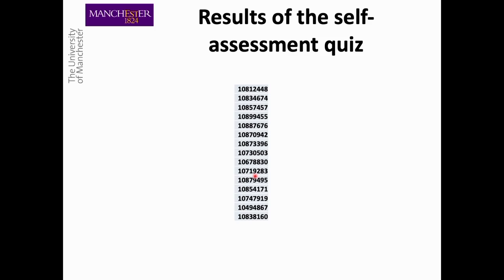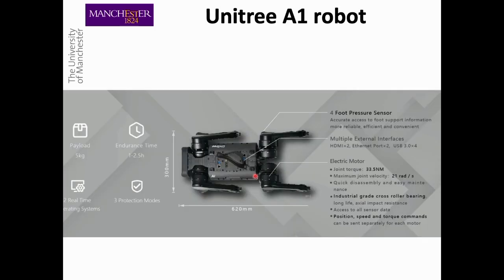So, what is the prize? Your prize is to use one of these. This is a Unitree A1 quadruped robot. We'll be using it in the MACD foyer system.